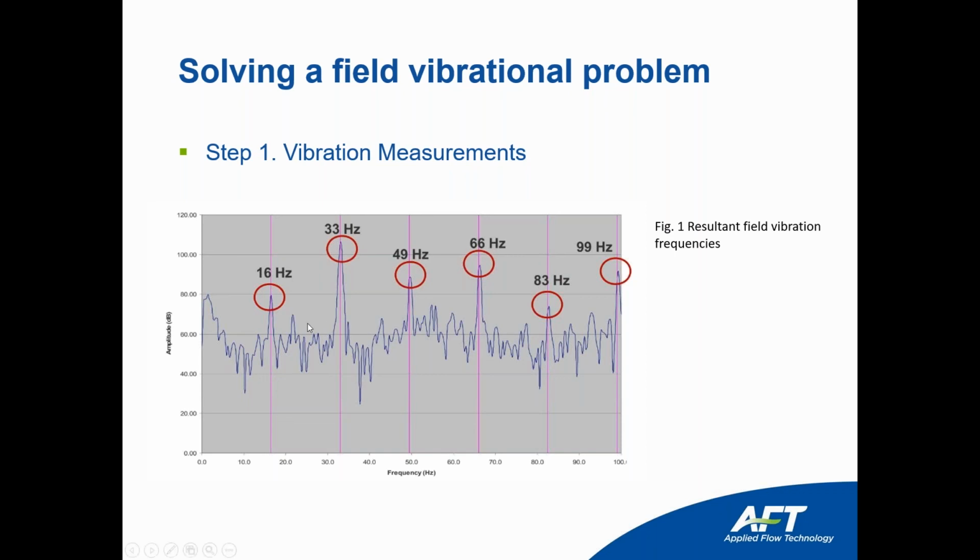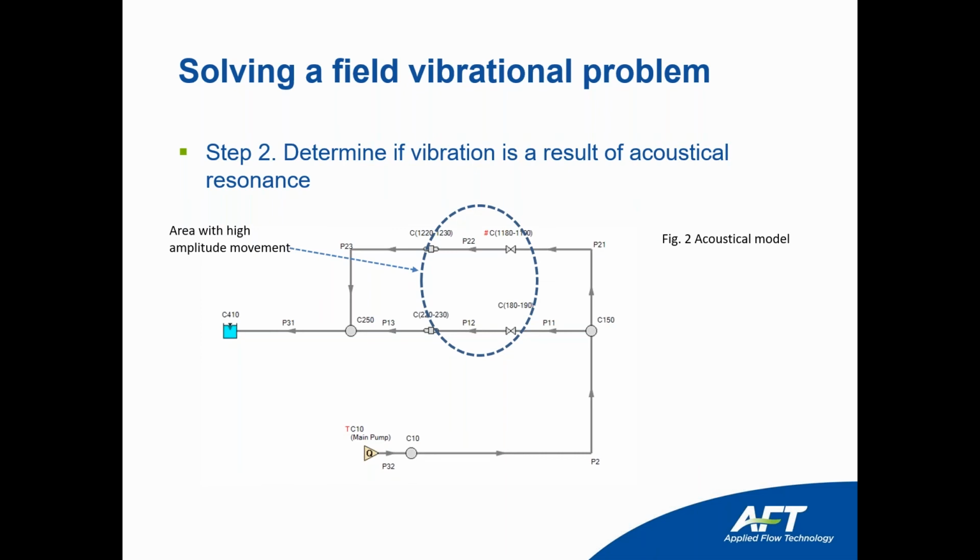So step one: if you have a field problem, you measure the vibration in the field. So this is the result of the vibration problem. And here are the frequencies excited: 16 hertz, 33 hertz, 49 hertz, 66 hertz, 83 hertz, and 97 hertz. Now you want to determine whether each one of these frequencies where you're seeing high pulsations is mechanical or acoustical, to determine what solution you will apply. So if you have acoustical resonance or mechanical resonance.